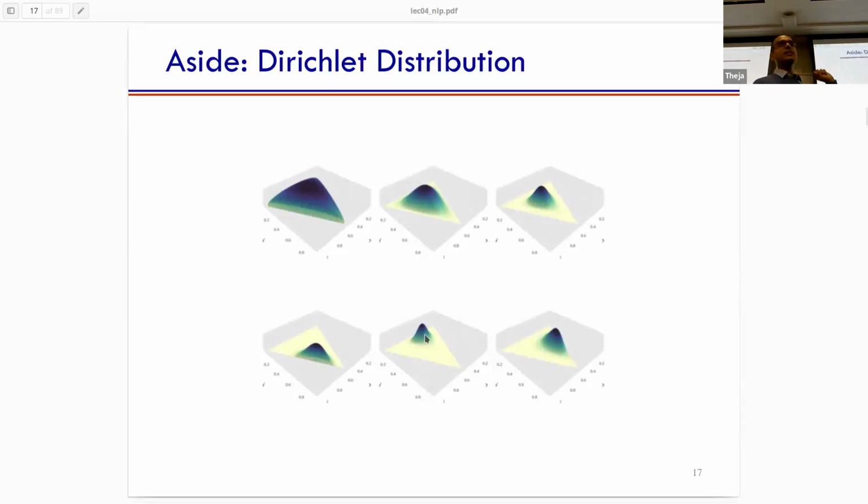If you pick a vector, more often than not you'll get vectors in this region, but you'll also get vectors in this region with lower probability. That's all a Dirichlet distribution is. It's just sampling from a space of vectors.